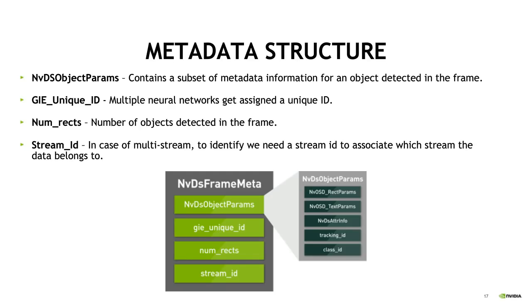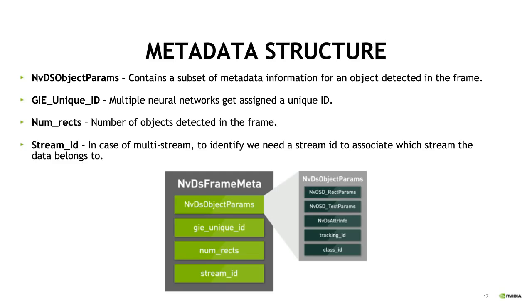There's also this thing called the GIE unique ID. This is an individual unique ID assigned to a specific neural network so that if you have multiple neural networks running in your application, metadata generated from them can be separated effectively if you need to do different things with them. Now at the very top, there's that NVDS object parameters, the NVIDIA DeepStream object parameters. This is the subset of metadata information about an object detected in the frame.